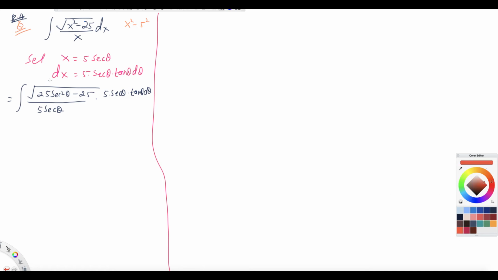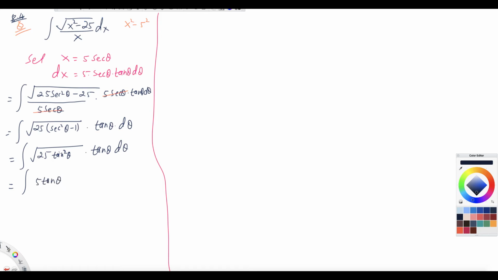You see that? Now what do you get here? You can divide, the 5 secant theta and 5 secant theta cancel out, right? What is left is under the root you have 25. Take that 25 out, you get secant square theta minus 1, and then times tangent theta d theta, right? So what is secant square theta minus 1? That is 25 tangent square theta times tangent theta d theta. See that? So that is equal to the integral, this is 5 tangent theta, because the square root of 25 is 5, square root of tangent square theta is tangent theta, right? Times tangent theta d theta.